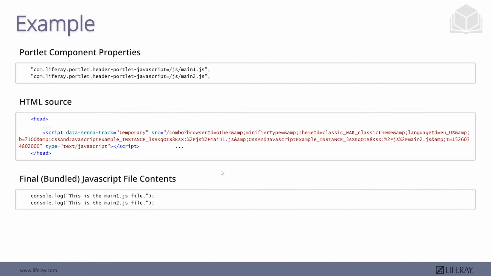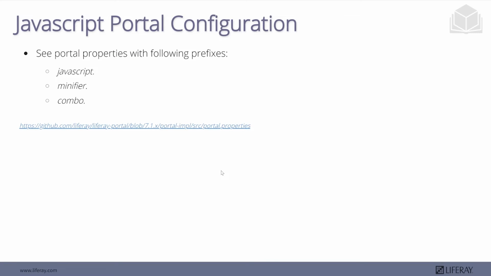So an example here, we might have two JavaScript files, main1.js, main2.js, and these are defined within the component annotation, the property element. The HTML source may look something like this, and then the contents of the file, just for this example, can be outputted within our console. So JavaScript configurations here. You can take a look at the portal properties to see the different prefixes that can be used with our JavaScript files.